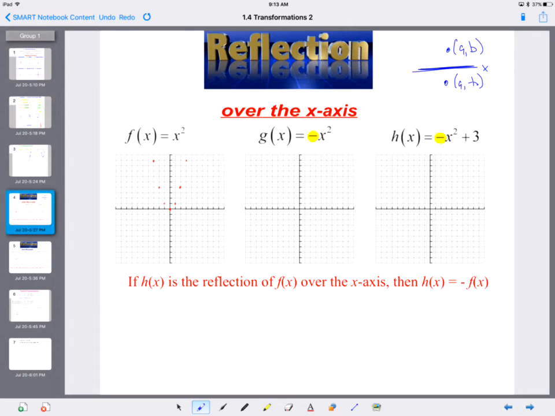So once again, here's my quadratic. I'm going to take this and change it to reflect over the x-axis. So the point 1, 1 becomes 1, negative 1. 2, 4 becomes 2, negative 4. 3, 9 becomes 3, negative 9. And same thing on the other side.